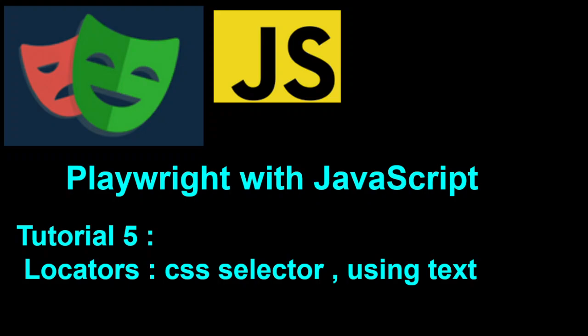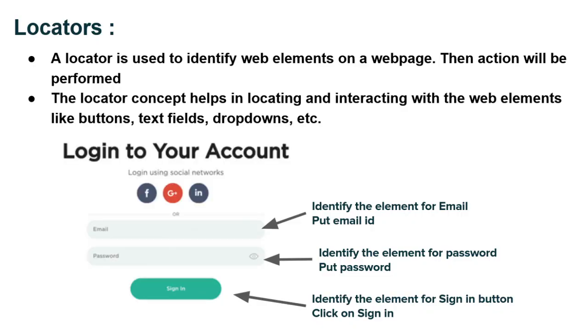Today we will see about locators in Playwright. So whenever we are using test automation, we have to use locators. A locator is used to identify web elements on a web page. Then action can be performed.